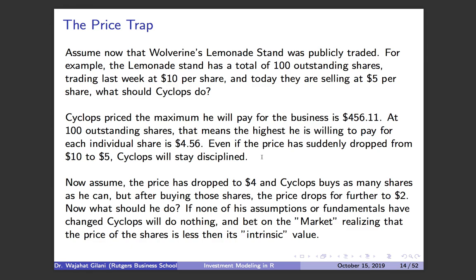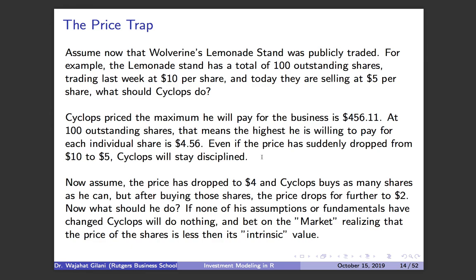What should he do? Well, your technical analyst would be like, yo, buy it. Level was at 10, it went down to 5, it's probably going to go up another week, right? No. All right? Cyclops priced the maximum he will pay for the whole business. That means all 100 shares collectively at $456.11.